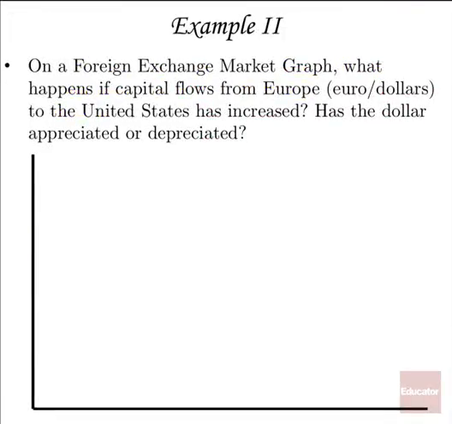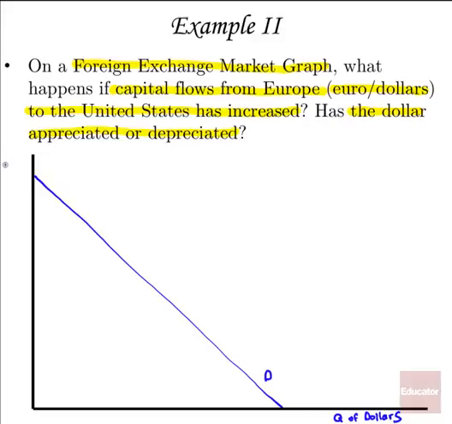Example number 2. On a foreign exchange market graph, what happens if capital flows from Europe, euros to dollars, to the United States increase? Has the dollar appreciated or depreciated? So if capital comes in from Europe, what happens in the foreign exchange market? Let's take a look. So here's the demand. This is the quantity of dollars. And here's the euro per dollar.